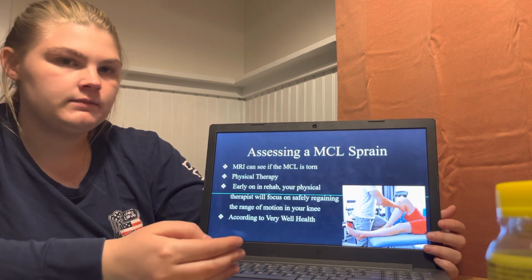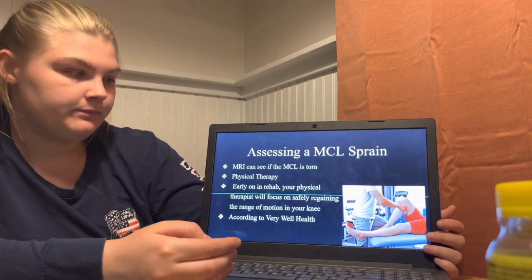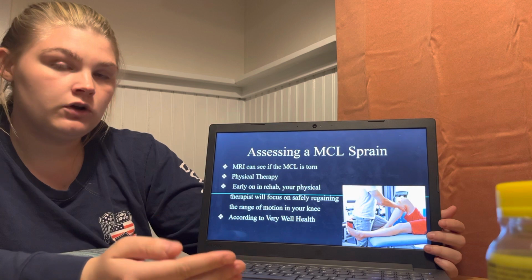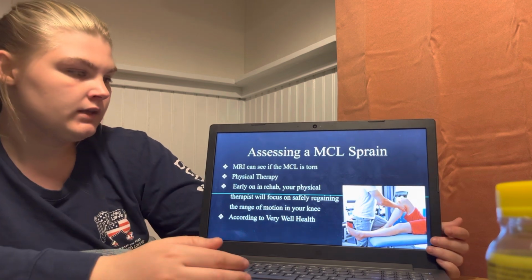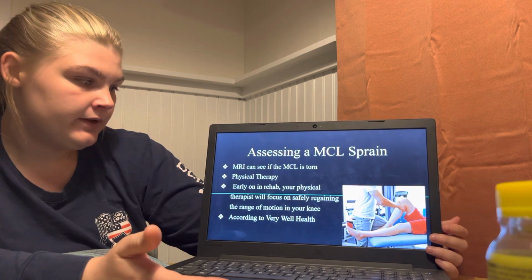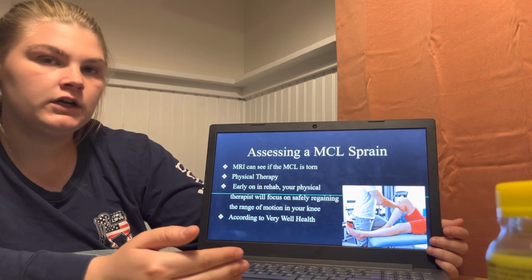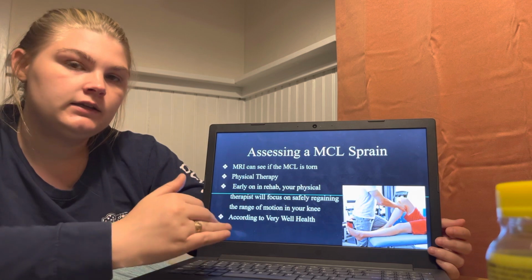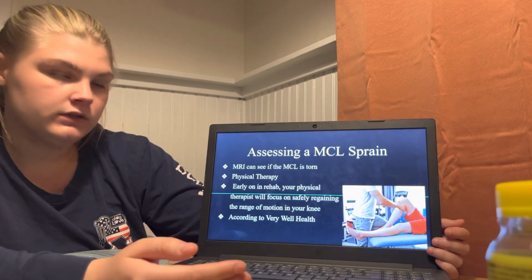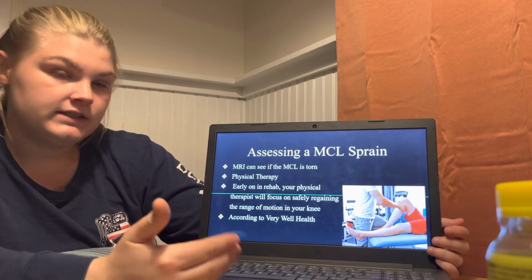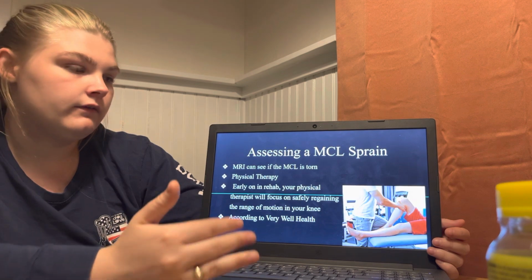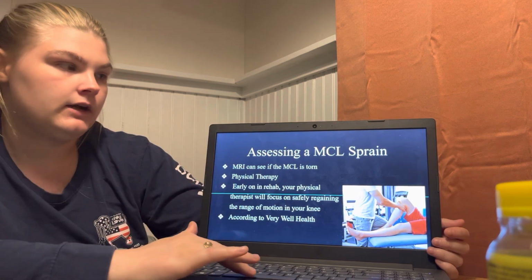So how do you assess an MCL sprain? Again, you can do the MRI, and it'll show if it's torn or not. And then one of the most common ways is physical therapy. The physical therapist will assess you and give you a rehab program, and you can go into physical therapy, and they'll focus on safely regaining the strength and the mobility of your knee and your MCL.